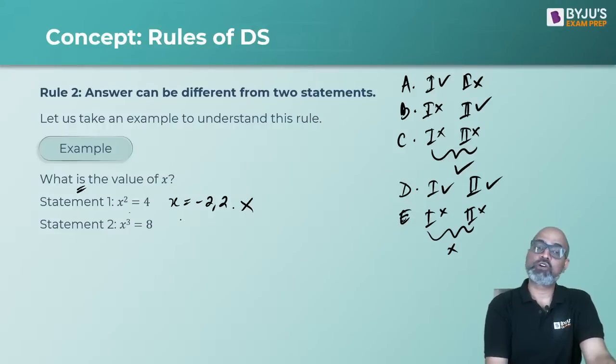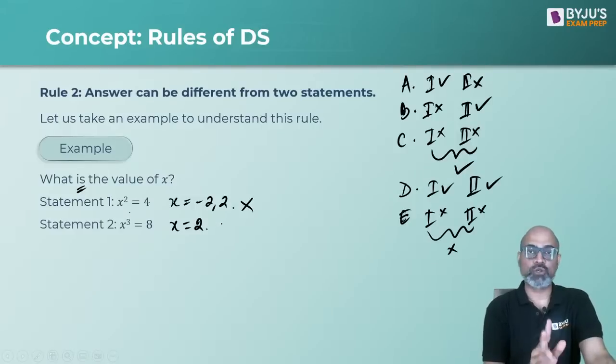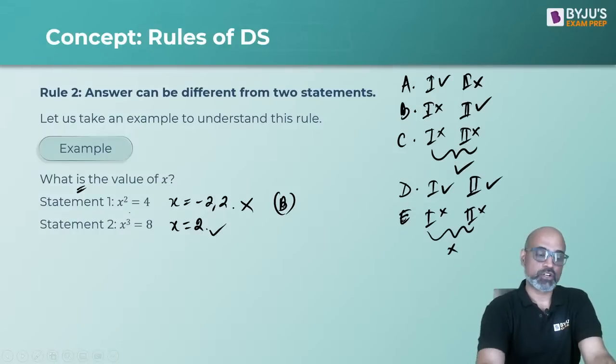Next, x cube is equal to 8. If x cube is equal to 8, so I will get x is equal to 2. There is only one value in this world whose cube is going to be 8, right? So I'll get an answer from this. ठीक है? ठीक है. So this is option B. I can answer this question using second statement alone and not the first one.